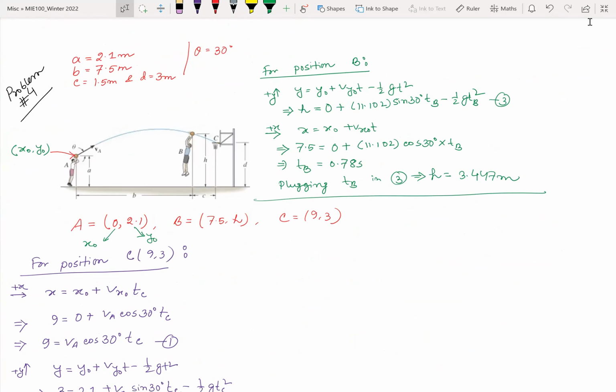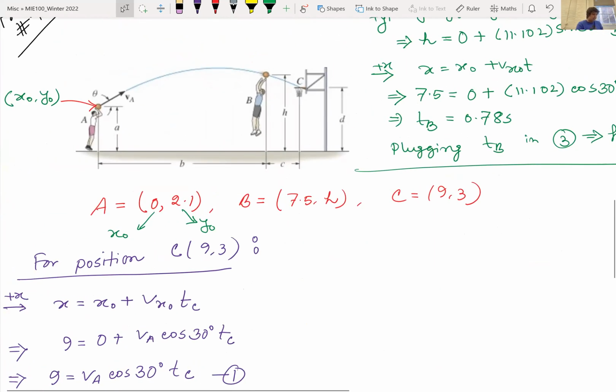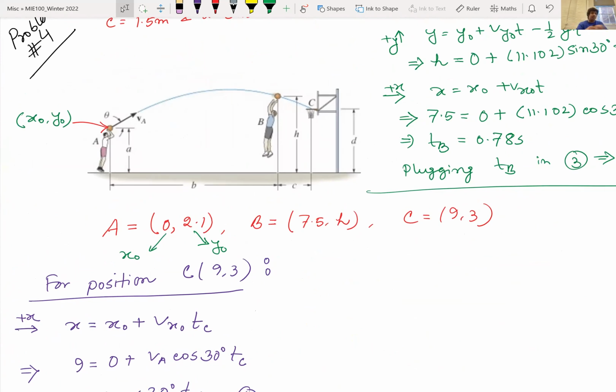Okay, so let's try to solve the problem. Okay, so as I've explained to you already, this is the initial position. Let me change the color, something green. This is the initial position that we are trying to consider for this problem. Anything that we try to measure or the equations that we try to write, this will be a point of reference for the x and y coordinate, right?